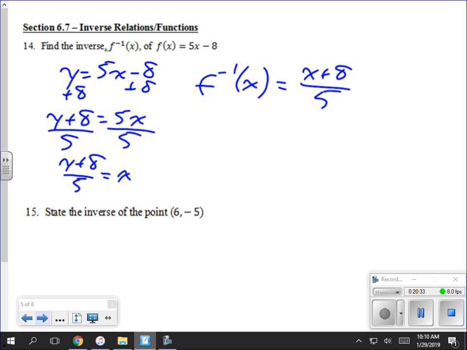It is in terms of x, not in terms of y. Swapping the x and y is important. Okay, it needs to be in terms of x, not in terms of y. I don't believe I marked that wrong on your quiz, but I will on the test. Okay, it's a function of x, not a function of y. Okay. State the inverse of the point 6, negative 5. That's negative 5, 6.